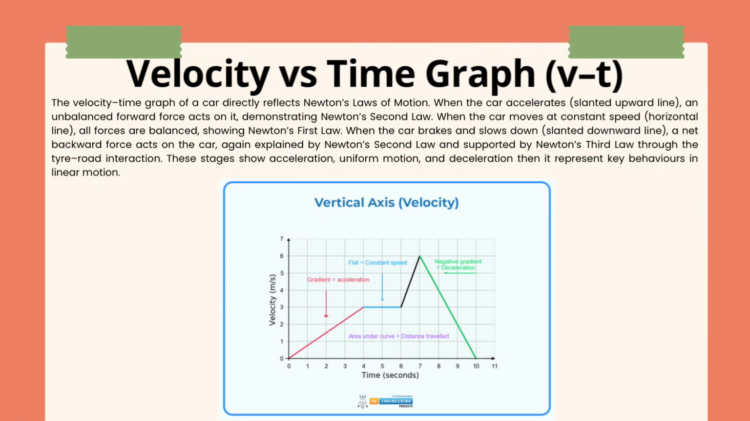Next, I will show the relationship between velocity and time. The velocity versus time graph of a car directly reflects Newton's laws of motion. When the car accelerates along the upward line, an unbalanced force acts on it, demonstrating Newton's second law. When the car moves at constant speed, the horizontal line, all forces are balanced, showing Newton's first law. When the car brakes and slows down, the slanted down line, a net backward force acts on the car, again explained by Newton's second law and supported by Newton's third law through the tire and road interaction. This stage shows acceleration, uniform motion, and deceleration. Then it represents key behavior in linear motion.